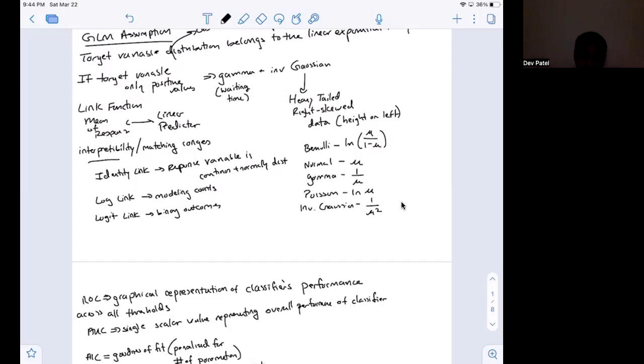So you want to explain that as more of a reason rather than just saying, hey, canonical link is using logit or using log or using identity, that's why we're using it. You want to convey the interpretability aspect of it, and you want to really push for that to be a reason rather than just saying, hey, it's canonical link, that's why we're using it.